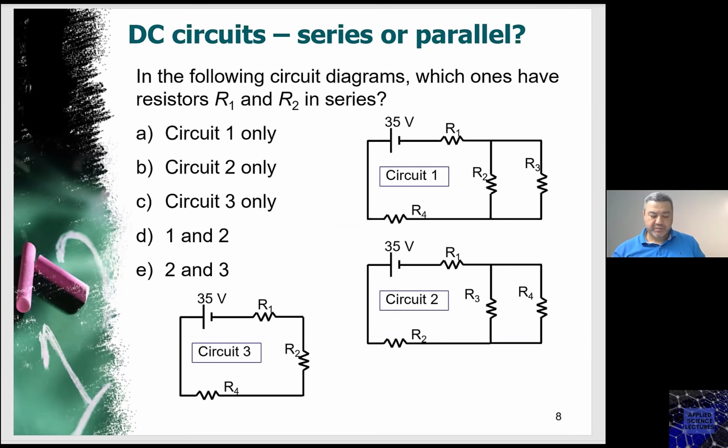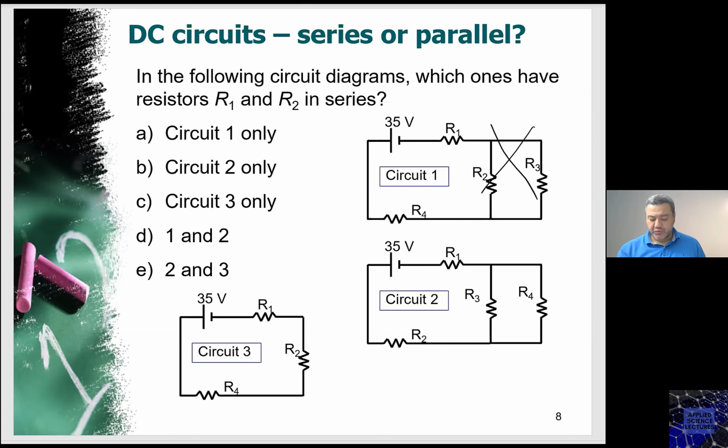In this circuit, we need to identify the circuits that have R1 and R2 connected in series. And remember, we said that R1 and R2 are connected in series when they share the same node, and no other components are sharing that node, which basically means that they have the same current going through them. So in this case, R1, no. Circuit 1 is wrong, is eliminated.